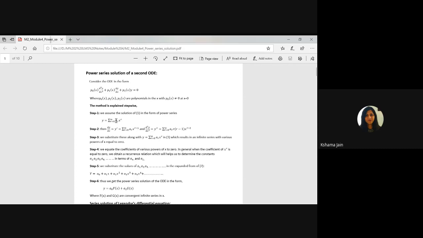ar is some constant term. We don't know what type of constant it is, and x raised to the power r. We are assuming that this type of series is the solution of this differential equation. Solution means that after putting it into the equation, it must satisfy it, meaning it should come equal to 0. That time we call it a solution.